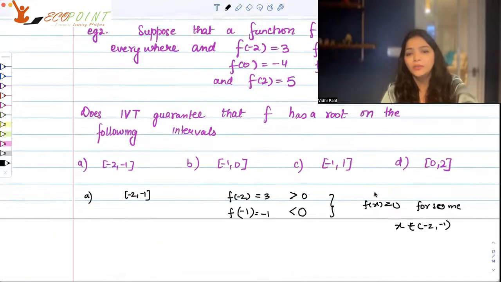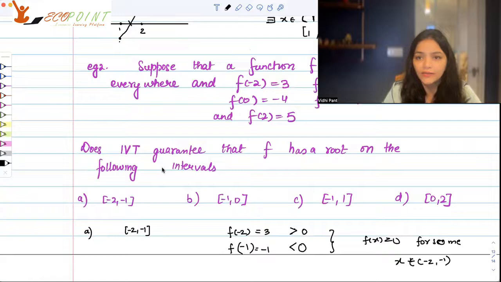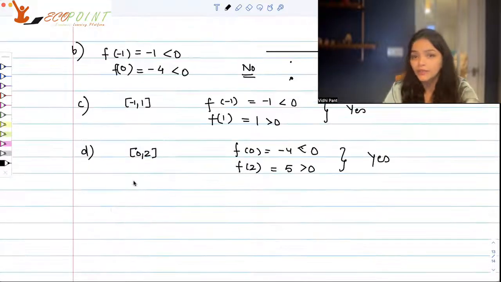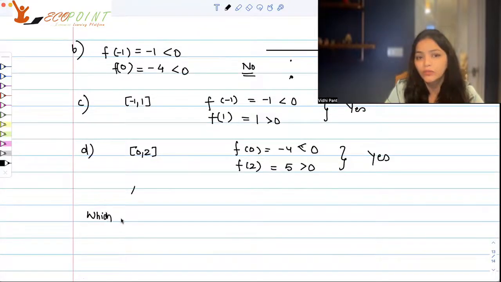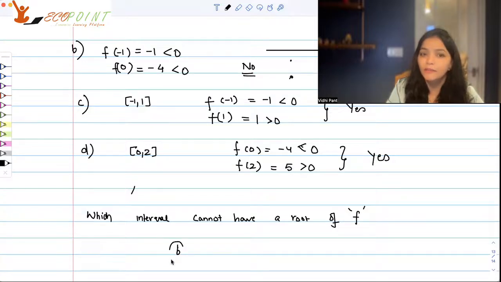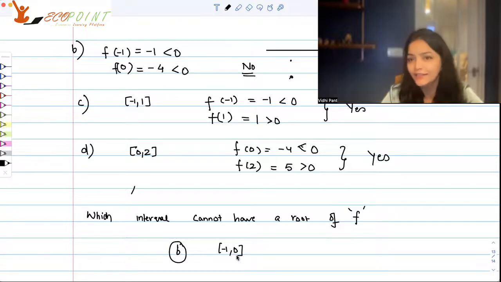So if I had to convert it to an MCQ, I would have asked you in which interval f doesn't have a root. Which interval cannot have a root of f? That would have been my question. Then B would have been the correct answer, which is -1 to 0. That would have been the correct answer. Thank you.